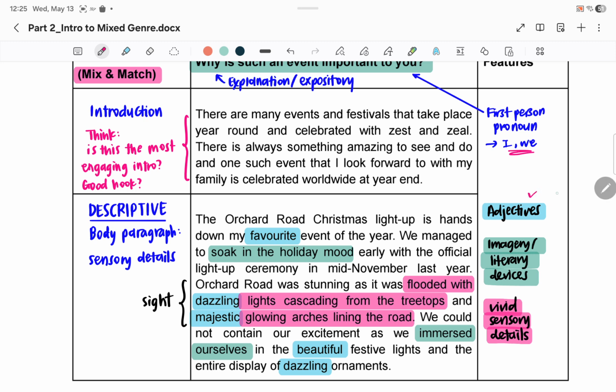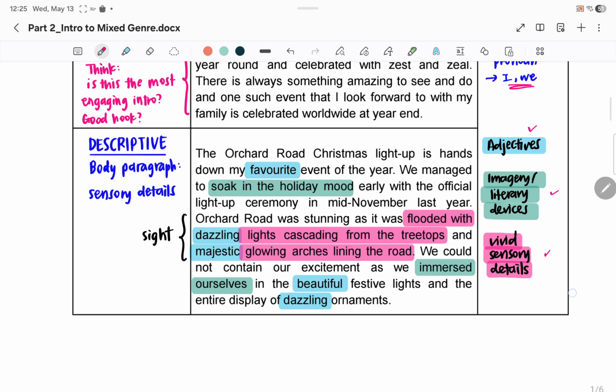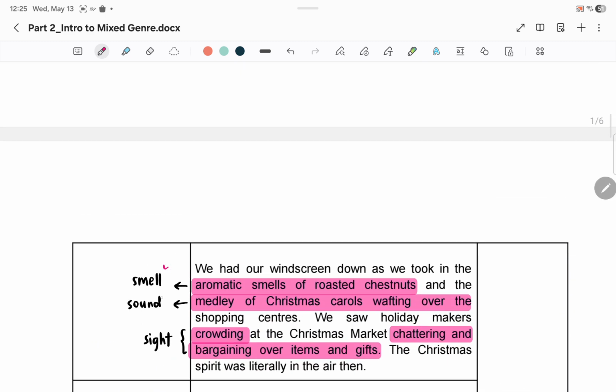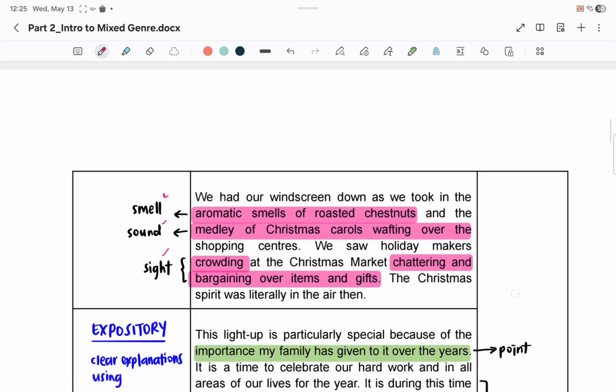You can see that adjectives are used. You can see that imagery and literary devices are used. You can see that there are sensory details to show you how that location looks like. There are also sensory details to tell you how the smell, the sound, the sight is like. Okay, so if I'm going too fast, you just move back and you pause and you highlight. Alright, I will not pause too much because a long video will take a long time to upload and render. Okay, so if you need to, just pause.